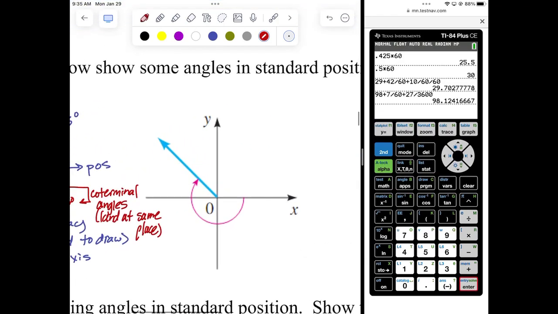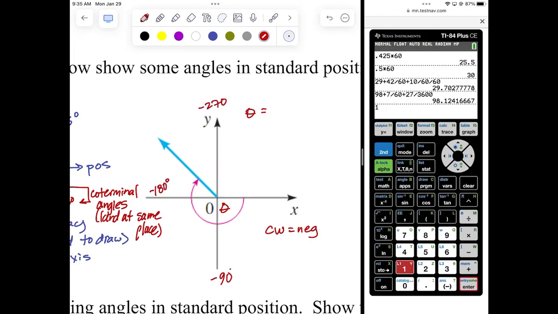All right, let's look at this one here. Let's call this angle theta. We could actually go clockwise, right? So would theta here be positive or negative? Negative, okay? Clockwise is going to equal the negative direction. And so this would be negative 90. This would be negative 180. This would be negative 270.